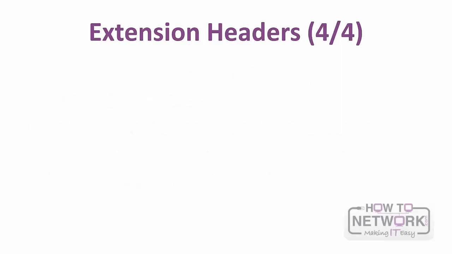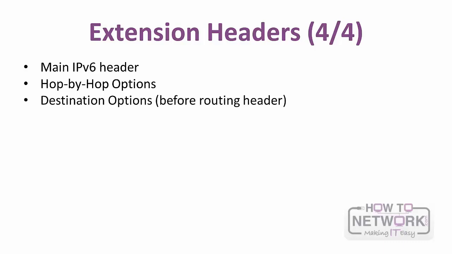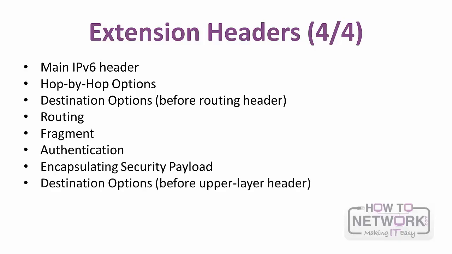When multiple extension headers are used in the same packet, those headers appear in the following order. Main IPv6 header. Hop-by-hop options. Destination options, before routing header. Routing. Fragment. Authentication. Encapsulating security payload. Destination options, before upper layer header. Upper layer protocol.